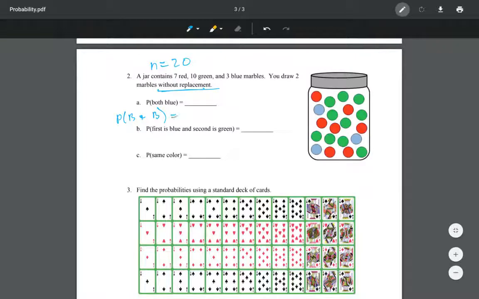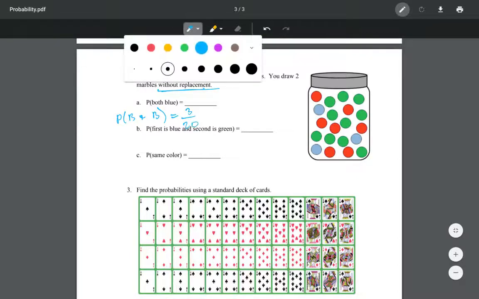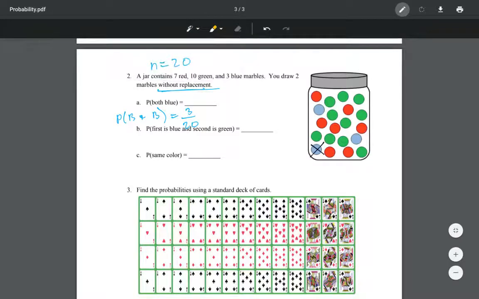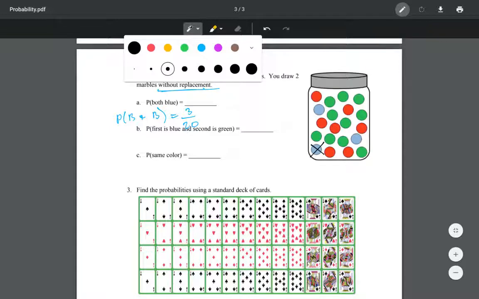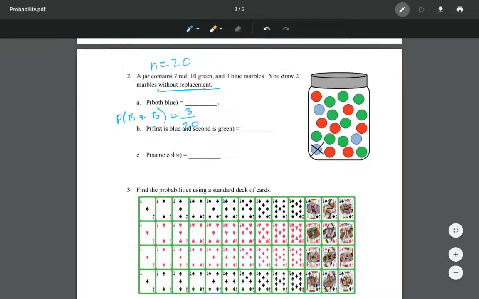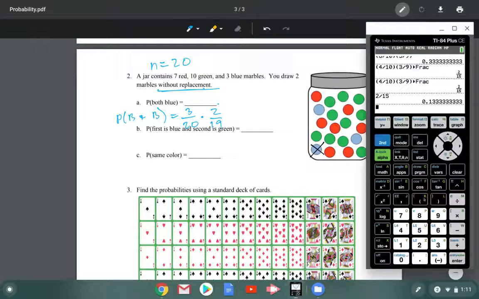So I start with everything in the jar. There are 3 blues out of 20 total. We have taken one of those away. Okay, so that guy is gone. So now I want to grab another blue. So I go in to grab another blue. There are only 2 left. So blue and blue, I multiply that. And I've taken a marble away, so there are only 19 marbles left. So I've got 3/20 times 2/19. Really nice pattern with these dependent events. If I multiply those together, 3/20 times 2/19.